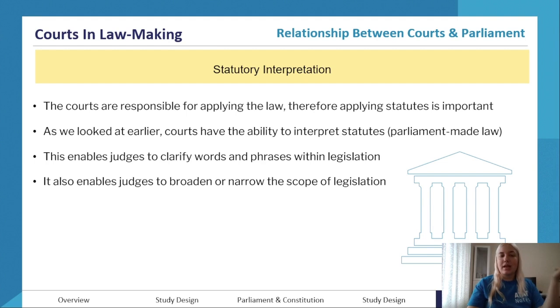Okay, the next point is about statutory interpretation. So the courts are responsible for applying the law, and therefore applying statutes is important and trying to interpret Parliament-made law. And we said the reasons for statutory interpretation, the effects. So that's exactly what you'd be discussing under this point. This enables judges to clarify words and phrases within legislation, make them more clear, and to broaden or narrow the scope of legislation, and how it operates, and develop common law and precedent further.